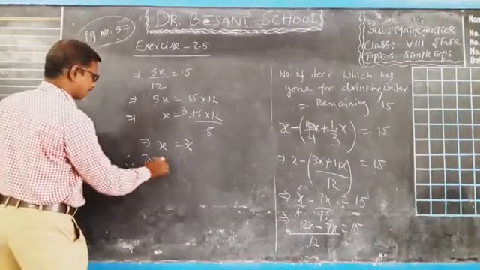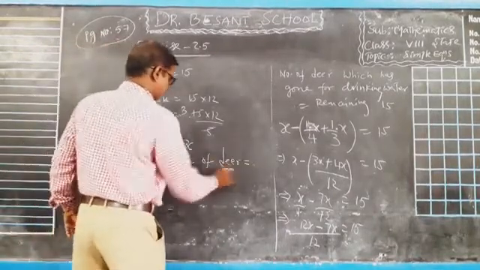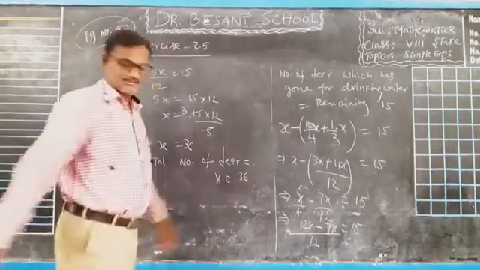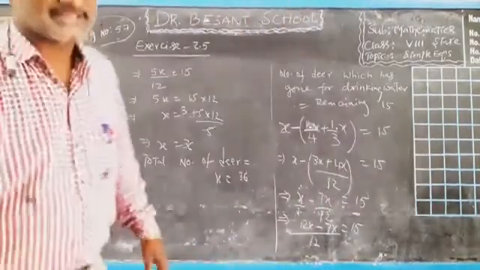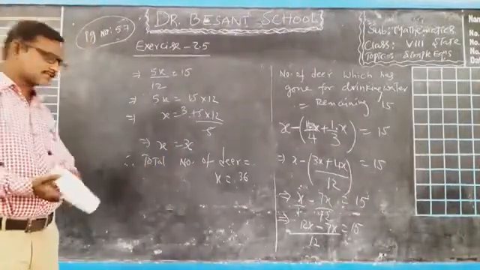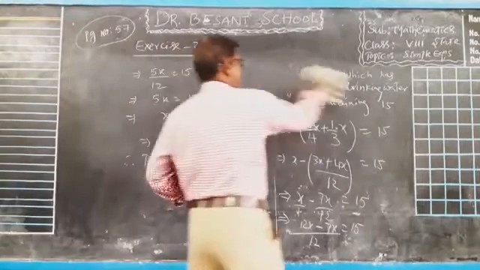Therefore, the total number of deer, that is x, equal to 36. So what we got, children? Total number of deer x equal to 36. So did you understand the solution, children? Yes. Okay.